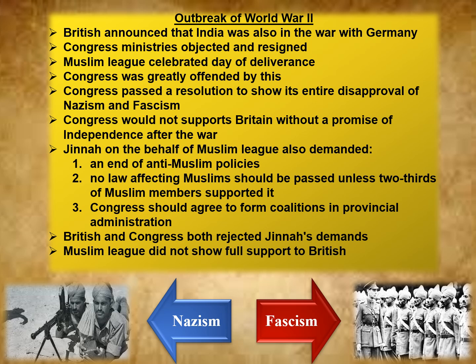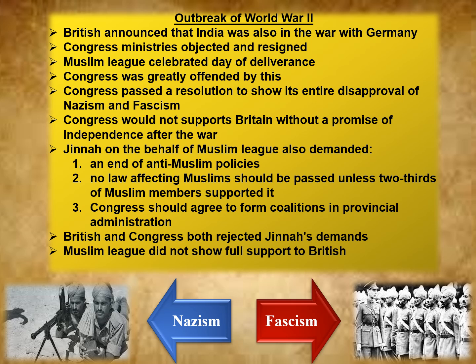But Jinnah, on behalf of the Muslim League, also demanded an end to anti-Muslim policies, which were mainly organized by the Congress. No law affecting Muslims should be passed unless two-thirds of Muslim members supported it, and Congress should agree to form coalitions in provincial administration. The British and Congress both rejected Jinnah's demands, and throughout the war, the Muslim League did not show full support to the British. However, like Congress, they also disapproved of Nazism and fascism.